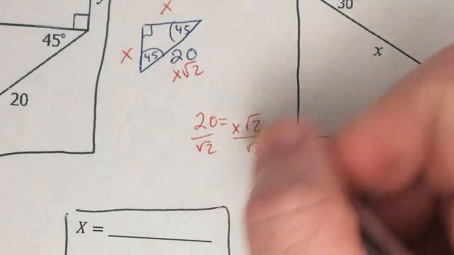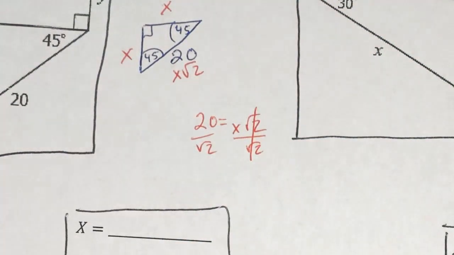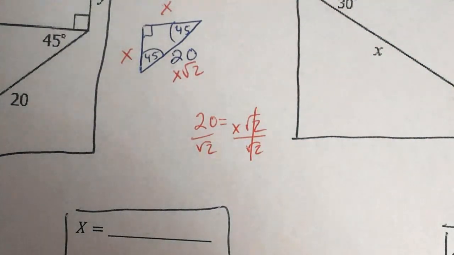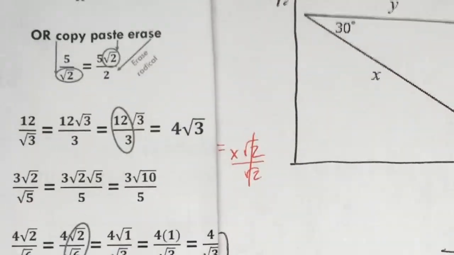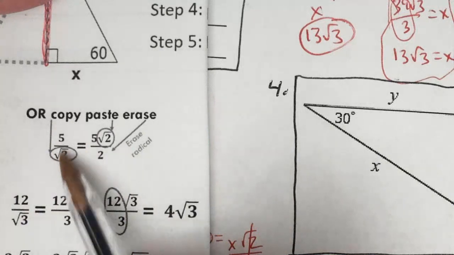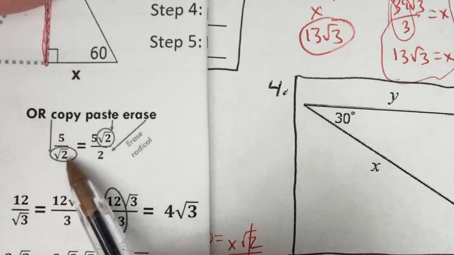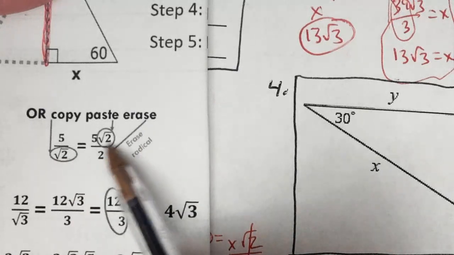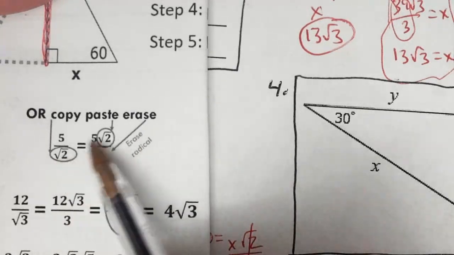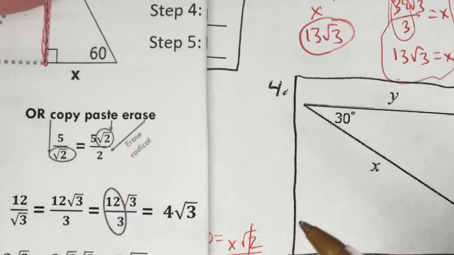All right. So the radical 2's cross out, and we're left with this. Uh-oh, we're not allowed to have a radical in the bottom. So how do we fix that? Well, on your hot topics, I give examples. Copy, paste, erase. So what you do is you copy the radical 2, you paste it on top. Now, when you copy paste, that thing is still left behind. And what you're going to do is erase the radical. So copy, paste, erase. So basically, move the radical to the top and leave the number behind.